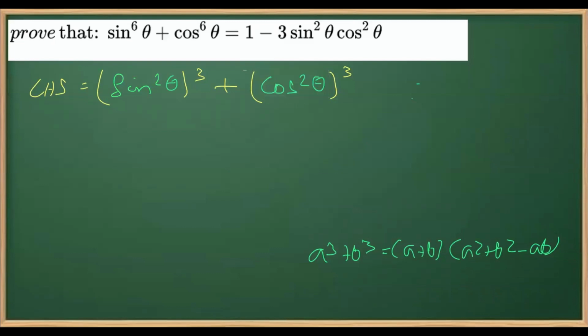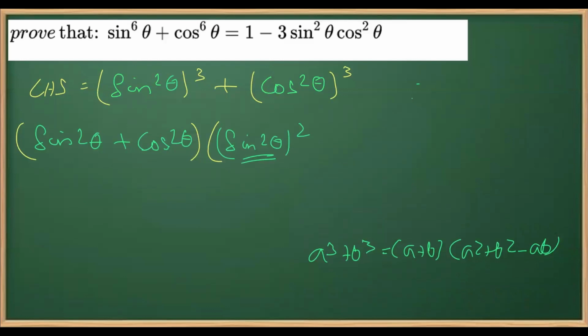So what is A cube plus B cube? As you can see, A cube plus B cube is A plus B. That means A is this plus B is this. So this is A plus B. Then what next? It is A square plus B square. Well, A is this, right? So square of this. So it's going to be what? Sin square whole square? Sin square theta whole square. That's A square.